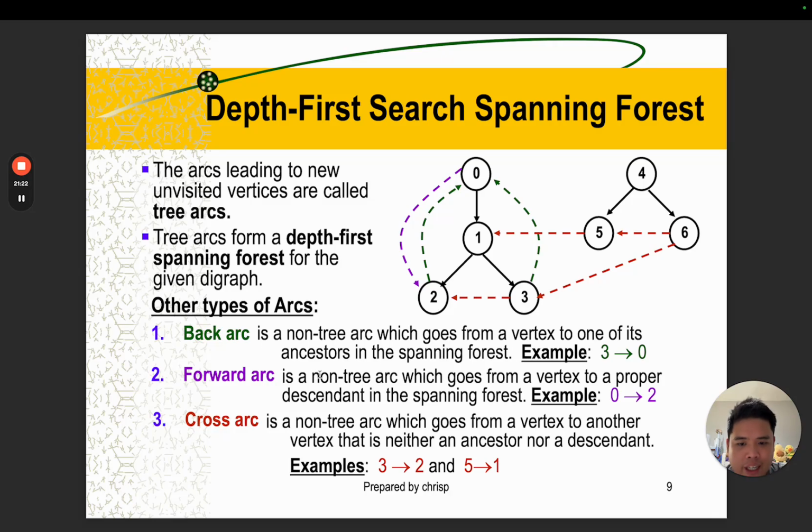Forward arc is a non-tree arc which goes from a vertex to a descendant. 0 to 2. 2 is a descendant of 0, so it's a forward arc.